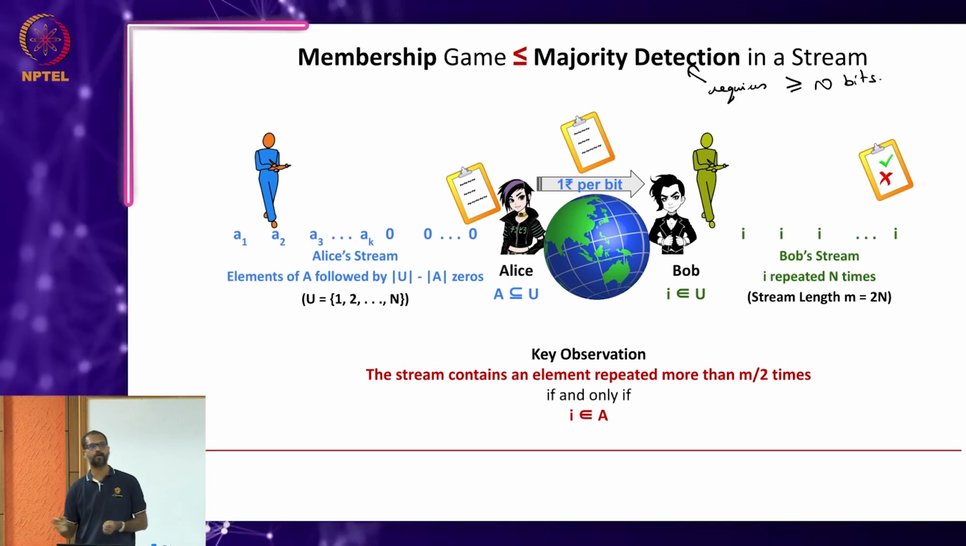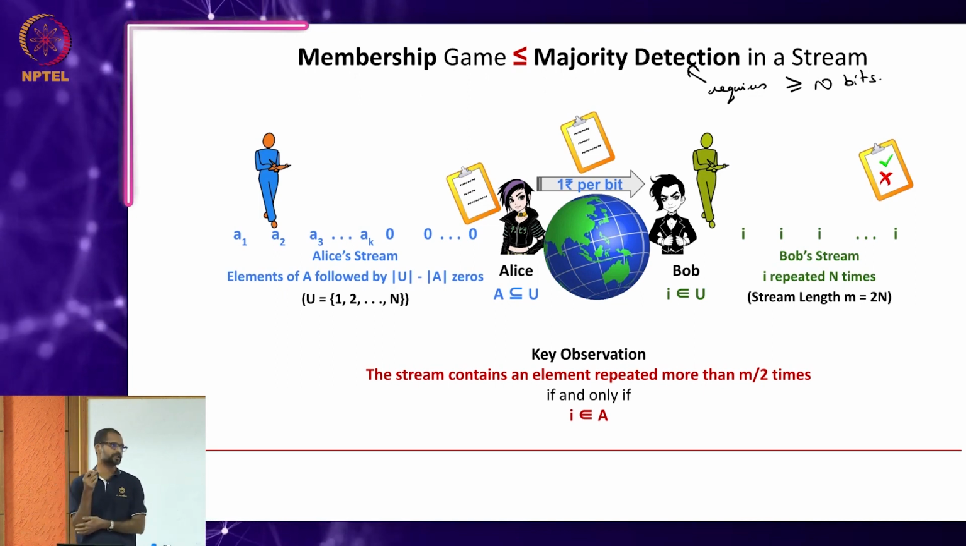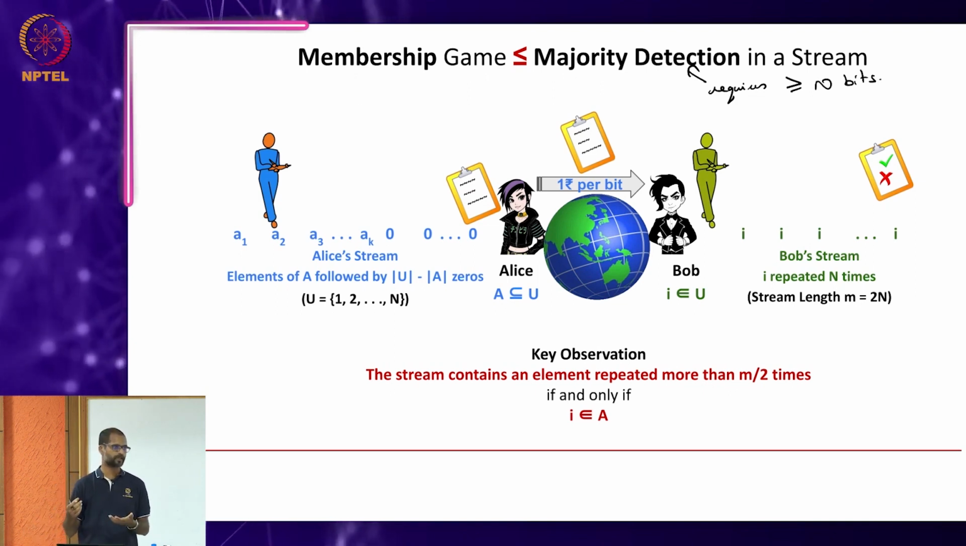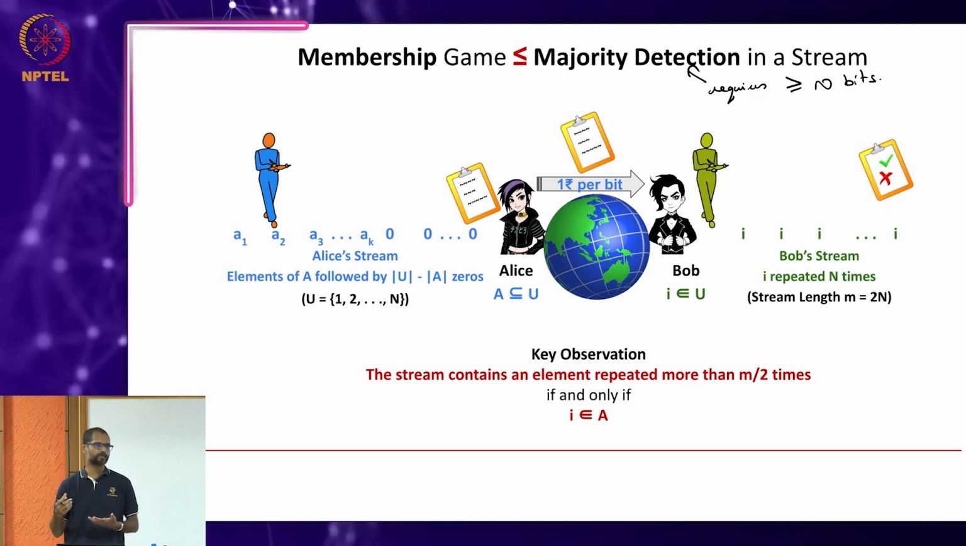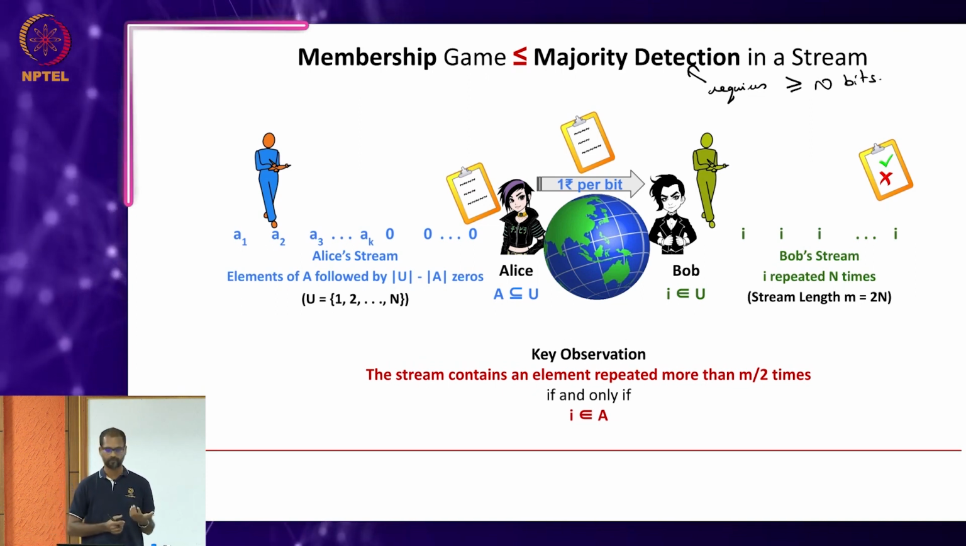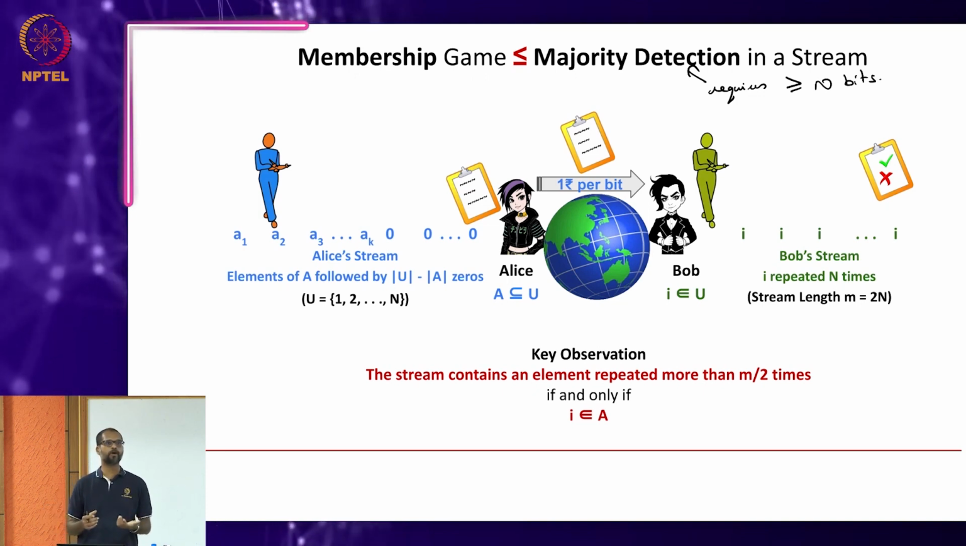Bob will pad n copies of I, continue the run of the streaming algorithm, kickstarting it using this stored storage, and at the end of the day you will know whether there was a majority element. Thereby Bob knows whether I was a member of A or not. But what is the big deal? Why did you make it all complicated?